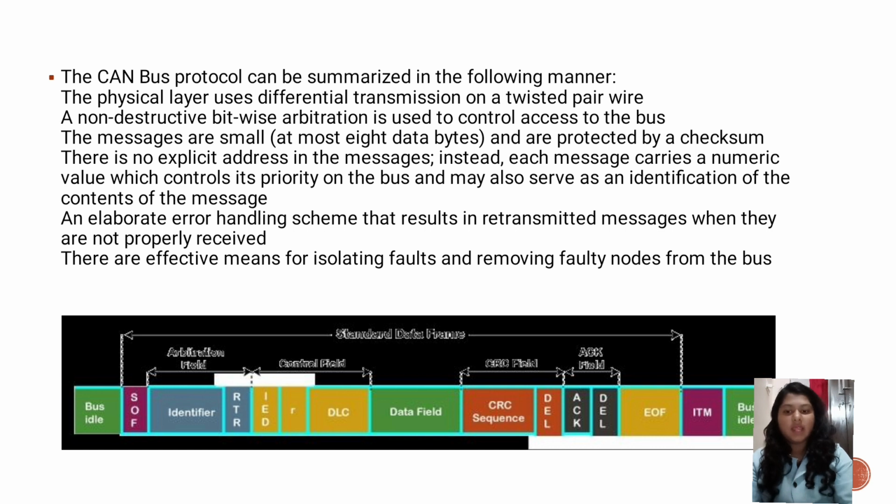The physical layer uses differential transmission over twisted pair wire. A non-destructive bitwise arbitration is used to control access to the bus. The messages are small and are protected by a checksum. There is no explicit address in the messages. Instead, each message carries a numerical value which controls its priority on the bus and may also serve as an identification of the contents of the message.